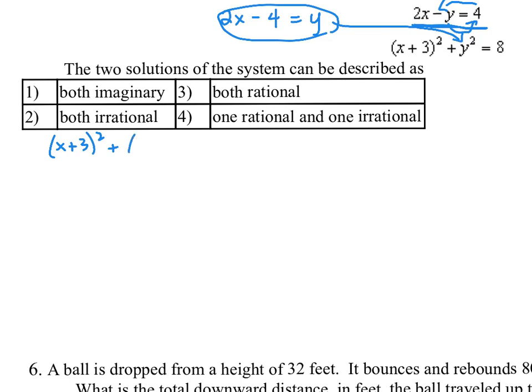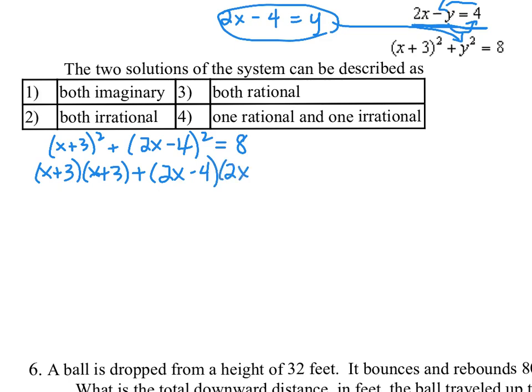So I'm going to replace that y with its new value, which is 2x minus 4. And notice, though, that that y value is squared, and then we equal it to 8. All right, so now I know that if I have a binomial squared, that means write that twice, and we're going to double distribute. So I'm going to have x plus 3 times x plus 3. And then plus, I have another binomial that's squared, so I'm going to write that twice as well, 2x minus 4 twice, and set that equal to 8.